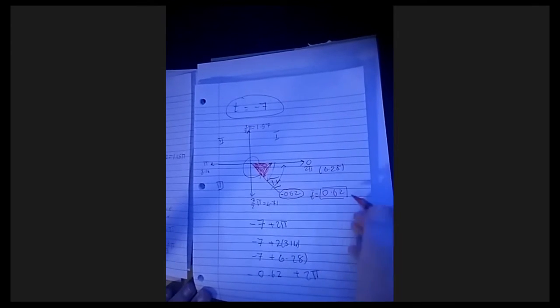Now, if they want it as a decimal, it's 0.62. If they want it as an exact value, then I have to do a little bit of working, and I have to go up here, and I have to say, if you did 7 take away 2 pi, you switch places. You've got a positive answer instead of a negative.